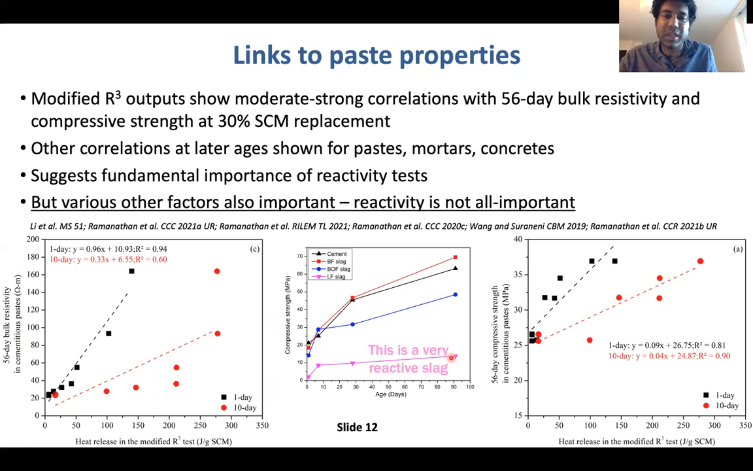You simply cannot just say, oh, this is a reactive material, this is going to give you this much amount of strength. You can for many materials, but not for all materials. There are a few other factors that you need to take into account, corrections that you need to make, etc. But generally, we show pretty nice correlations.